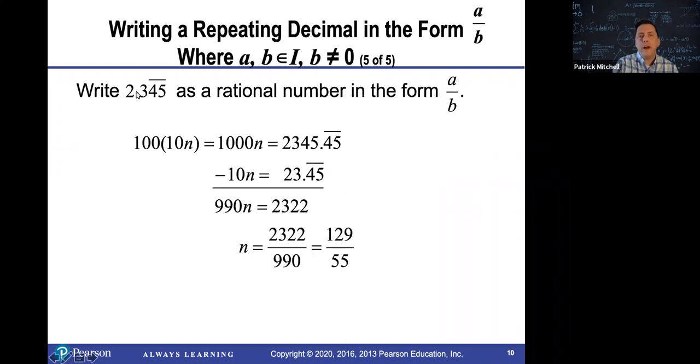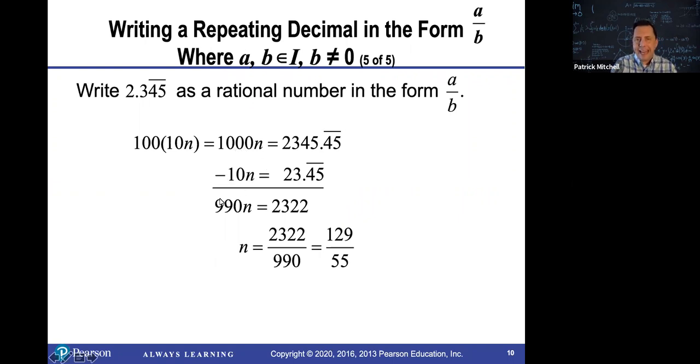First, we're going to multiply this number by 1,000, which will put the decimal point right after the first 5. So that'll give you 2,345.45 repeating. And then we'll multiply it by 10, and that's to put the decimal point immediately before the repeating part. So you want these two repeating parts to match, because what we're going to do next is subtract these two.